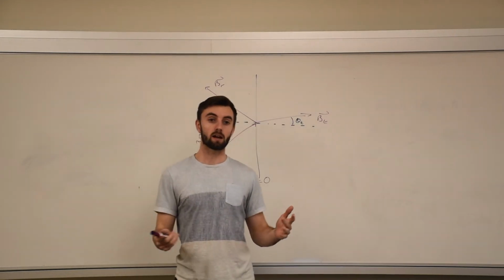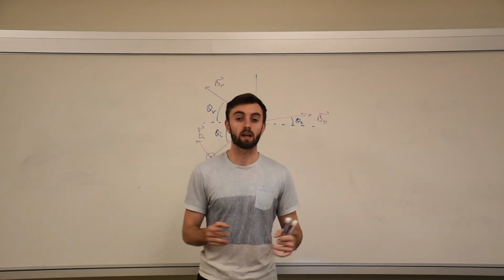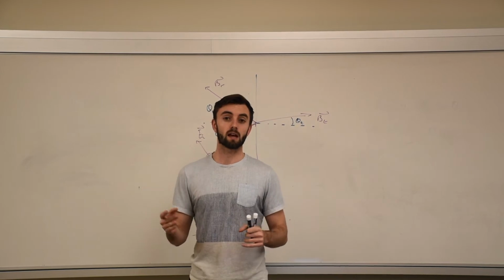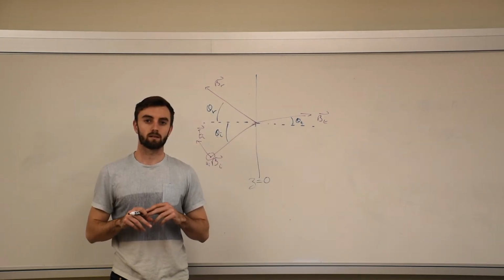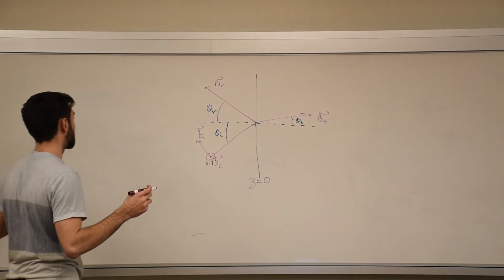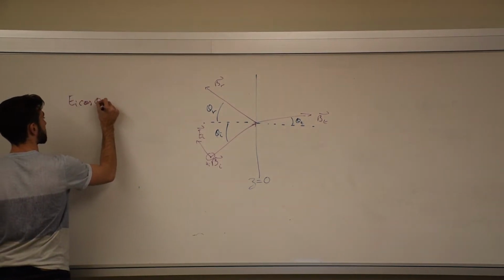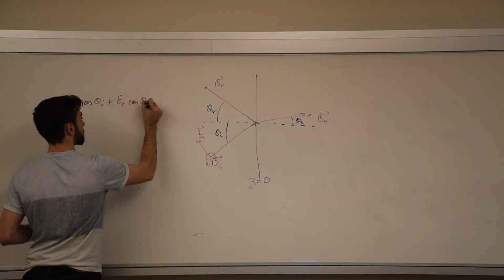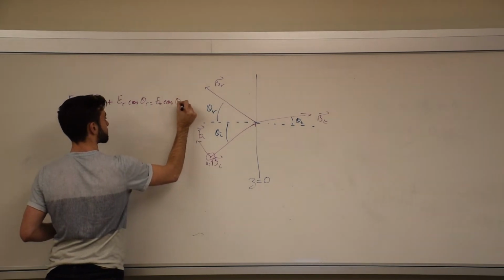In the same manner we derived the relationship between the incident, reflected, and transmitted angles, we can now use the same arguments to derive the relationship between the incident, reflected, and transmitted electric field and magnetic field. As the electric field and magnetic field are continuous at the boundary, we can now derive the following equations. We have E I cos theta I plus E R cos theta R equals E T cos theta T.